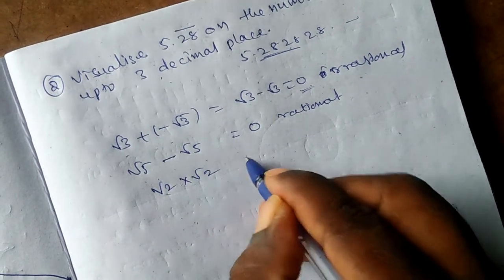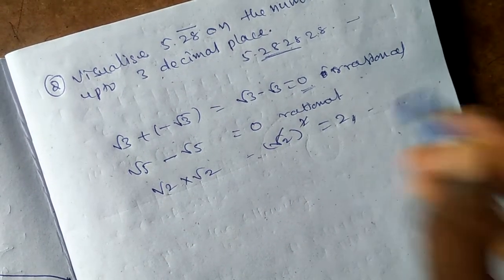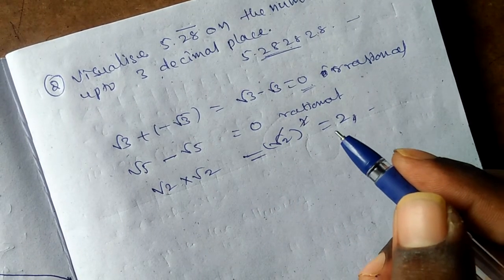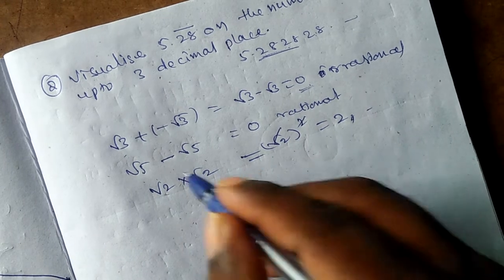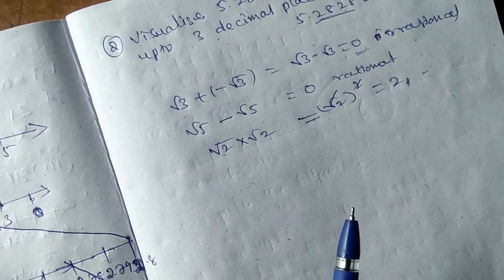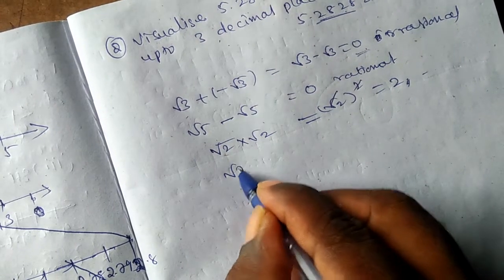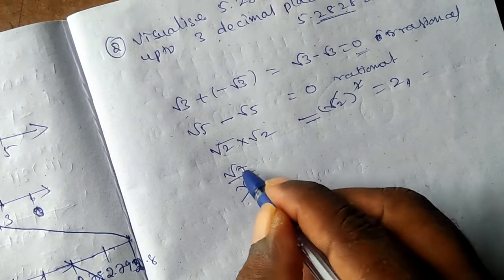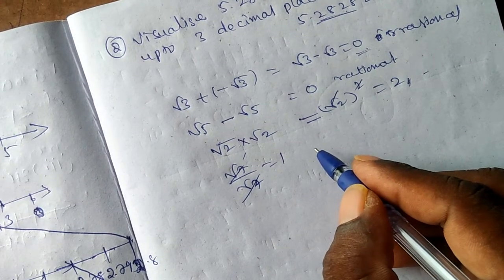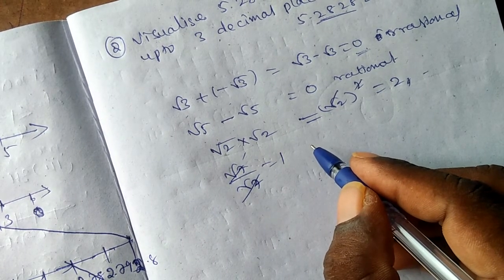Next, root 2 into root 2 is root 2 whole square. The square root is cancelled, we get 2. 2 is a rational number. So the product of two irrational numbers may not be irrational. Okay, then root 7 by root 7, root 7 ones are root 7 ones, it is equal to 1. 1 is a rational number. The division of two irrational numbers also may not be an irrational number.